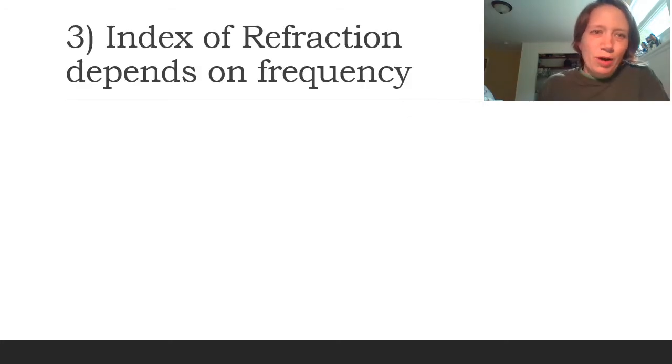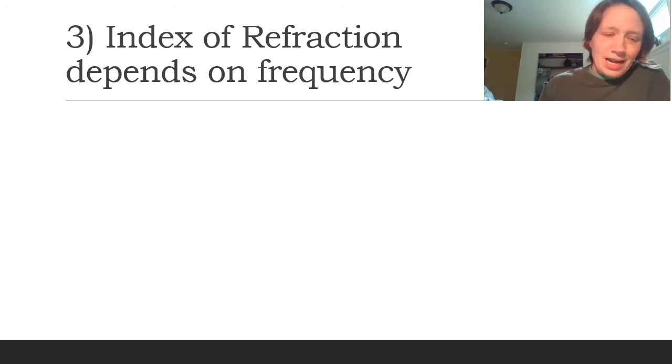The third interesting property of refraction that I wanted to talk about is the fact that the index of refraction depends on the frequency of light. This is a little bit surprising. Refraction itself is actually a function of resonance. If you learned about that in an earlier physics class, it was kind of an advanced topic, an optional extension for some people.